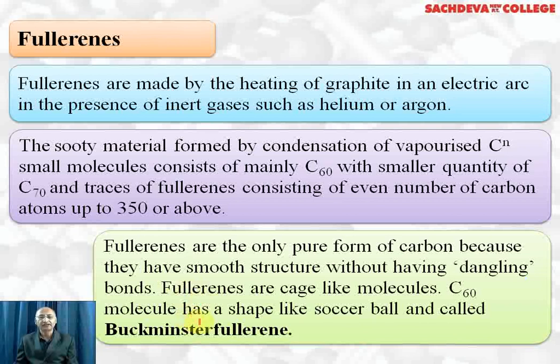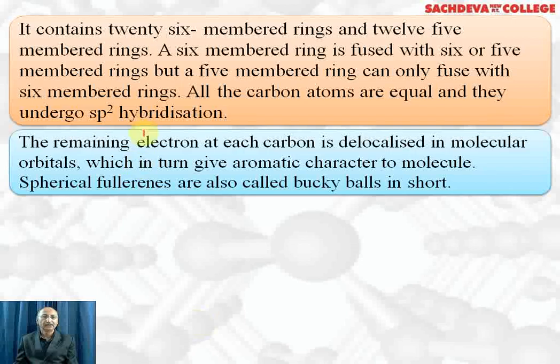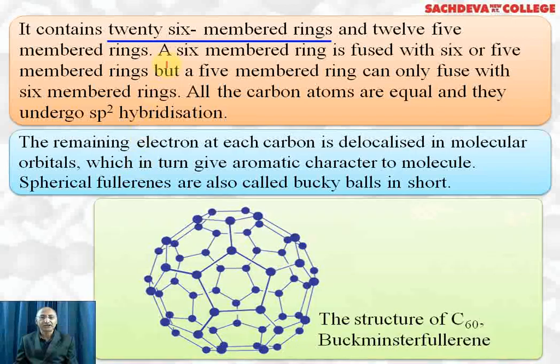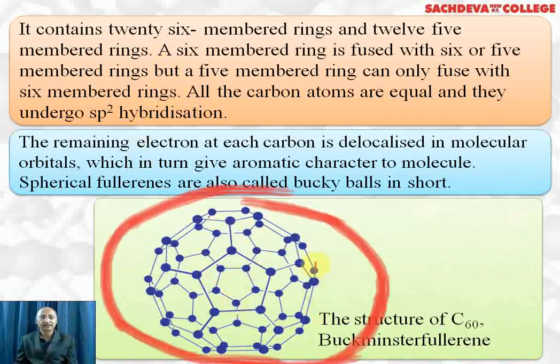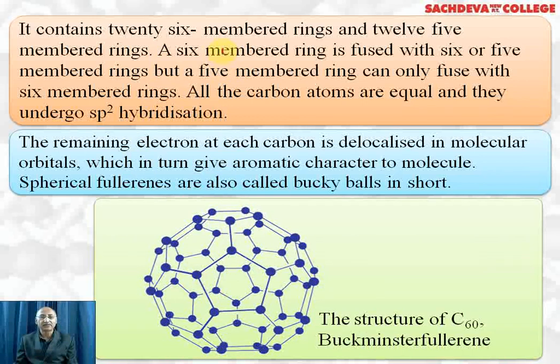The C60 molecule has a shape like a soccer ball and is called Buckminsterfullerene. It has 20 six-membered rings as shown in this diagram. Buckminsterfullerene has a football-like or soccer ball-like structure. It consists of 20 six-membered rings and 12 five-membered rings. A 6-membered ring is fused with a 6-membered ring or a 5-membered ring, but a 5-membered ring can only fuse with 6-membered rings.